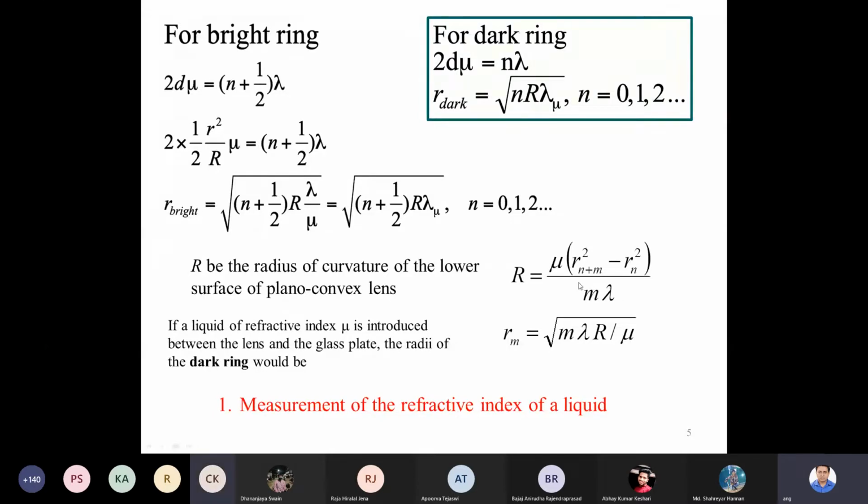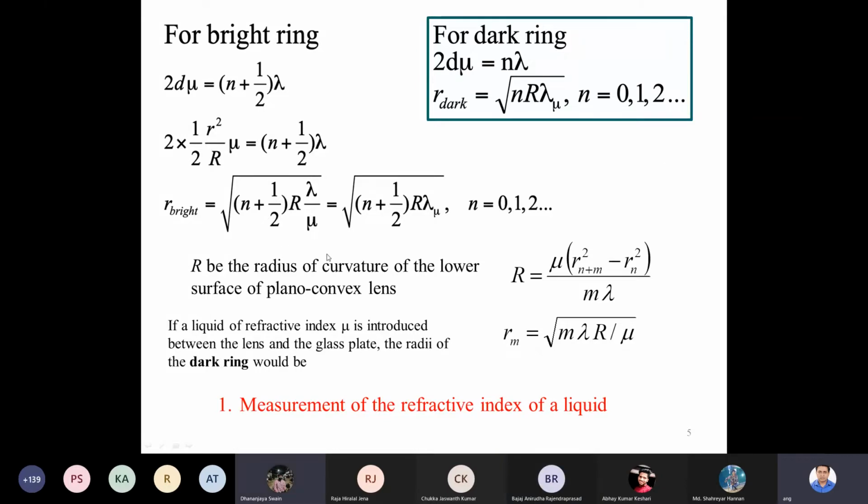In our dark ring equation, there should be a mu. You just vary the index, and then you can find this expression. You just check the Rn and R(n plus 1) and then subtract them. That will give you the result. It's very easy.